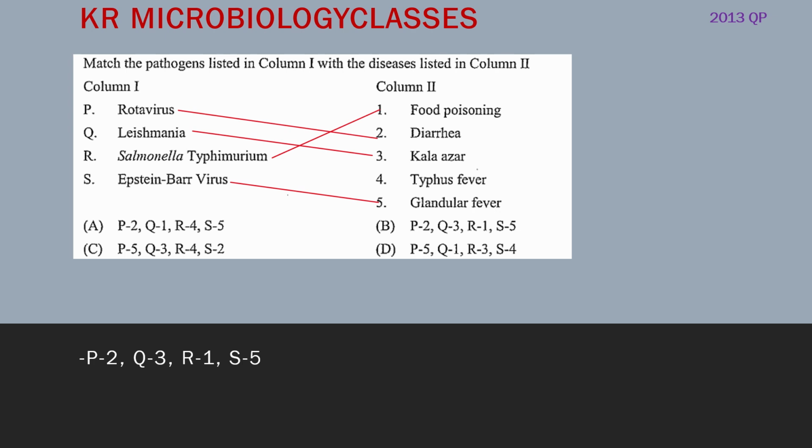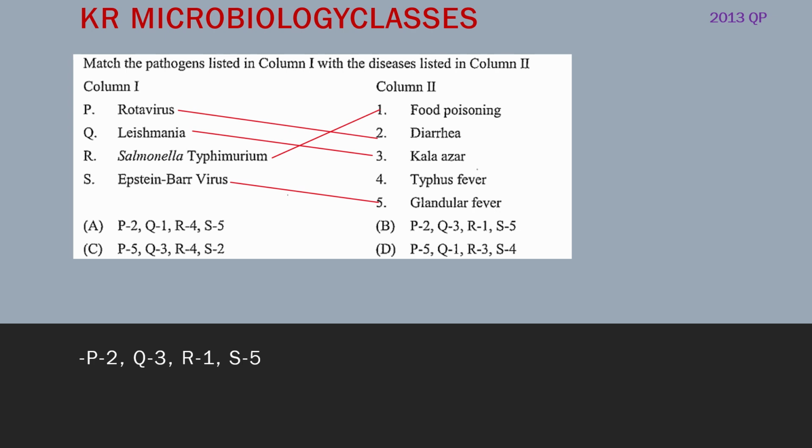See the next question. Match the pathogens listed in column 1 with the disease listed in column 2: Rotavirus, Leishmania, Salmonella typhimurium, Epstein-Barr virus. Rotavirus causes diarrhea. Leishmania, as we already discussed in the previous question, causes kala azar. Salmonella typhimurium causes food poisoning. Epstein-Barr virus causes glandular fever.